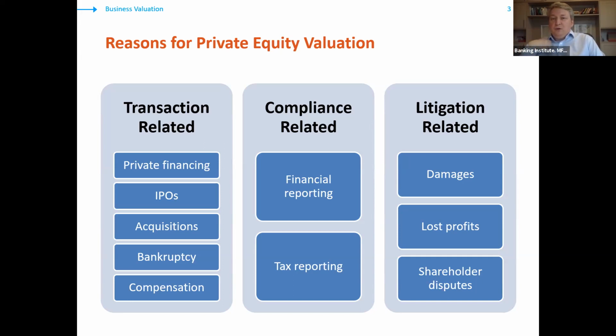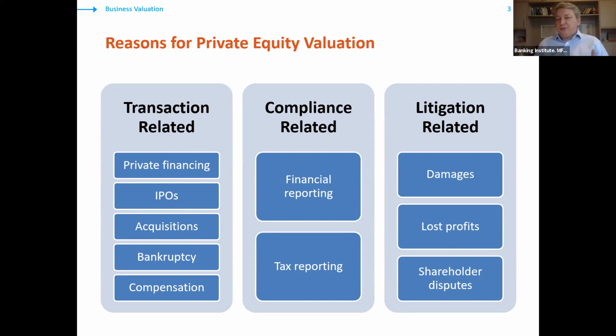First, maybe we're going to organize some transaction with this company, and this transaction can be private financing for its growth or projects of this company. We can prepare this company for IPO. Maybe we're going to acquire the company. Maybe we feel that this company is going bankrupt, and we're going to value the remains of the company. And maybe we have negotiation with the managers of the company, and we would like to pay them with options or shares. And for that, we need to value those shares.